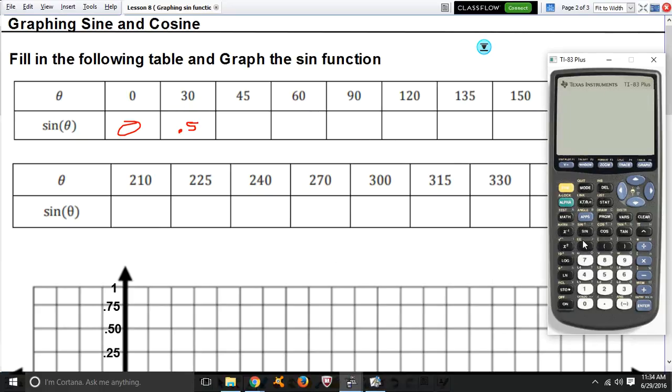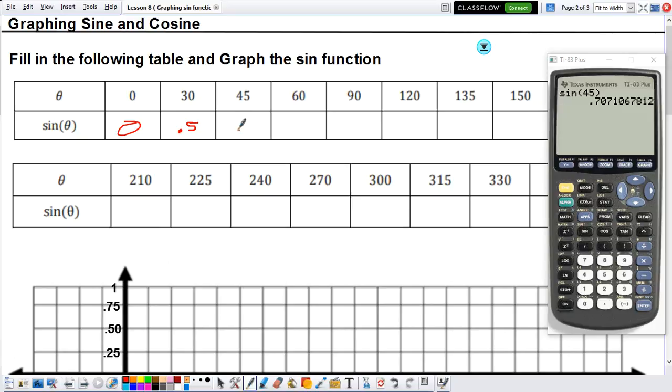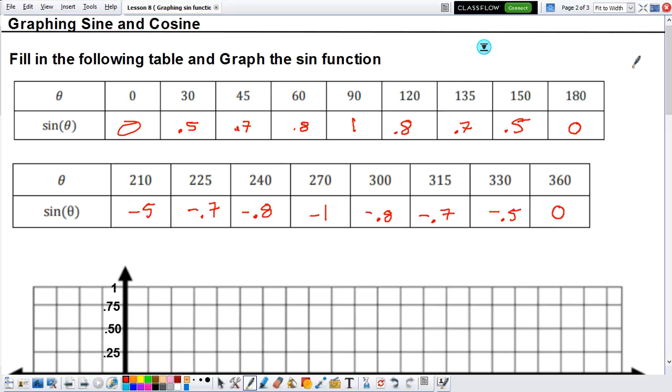So let's do one more. The sine of 45 is about 0.7. We will fill in the values for all these tables, so let me pause the video. Let me put the values in, and then I'll come back in a second. All right, so we're back. Now, here are the values that we found in our calculator.